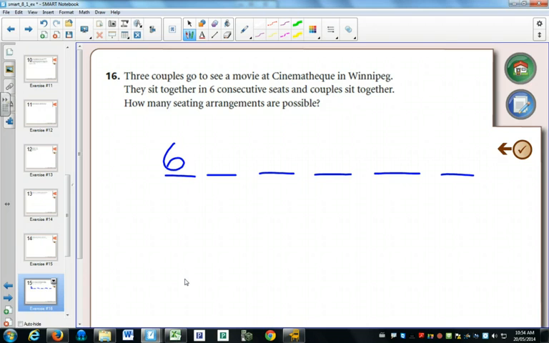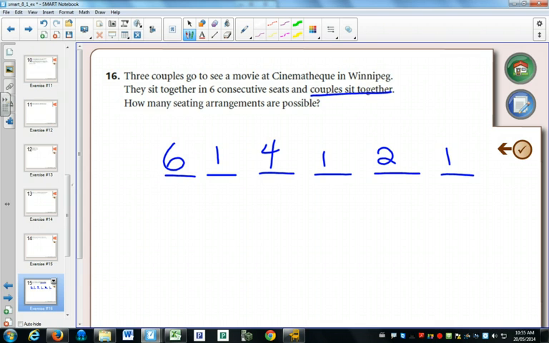Now, how many people can sit next to that person? Just their partner, right? Because they're couples. It says here that the couples have to sit together. So I put anybody in that first seat, that's okay. But once I pick that, there's only one person that can sit next to them. Then there's only going to be 4 people left. It doesn't matter who sits here, right? Anybody that's left. I have 4 people left, so I have 4 choices for that space. And then 1 again. Then 2. Then 1.